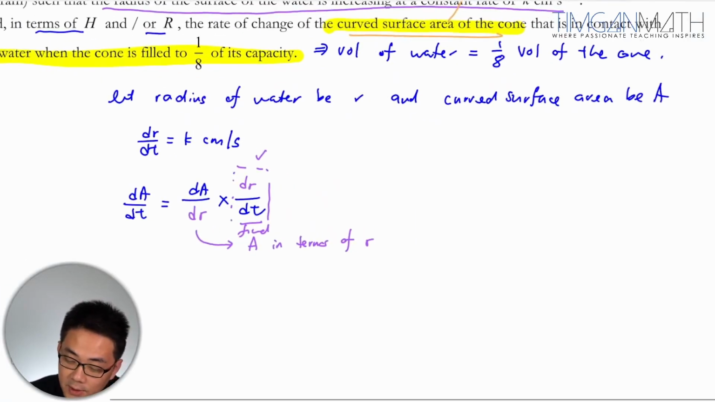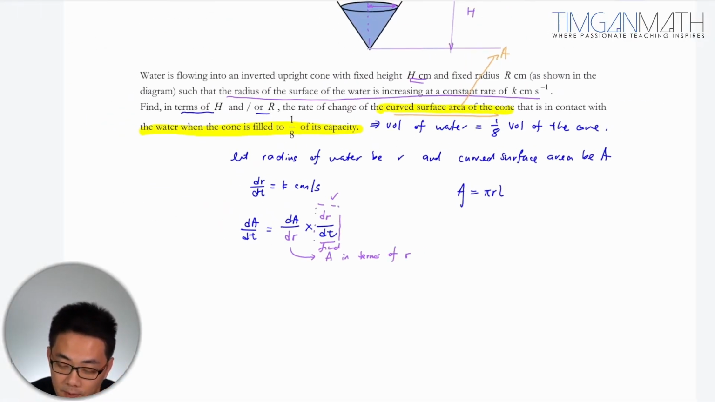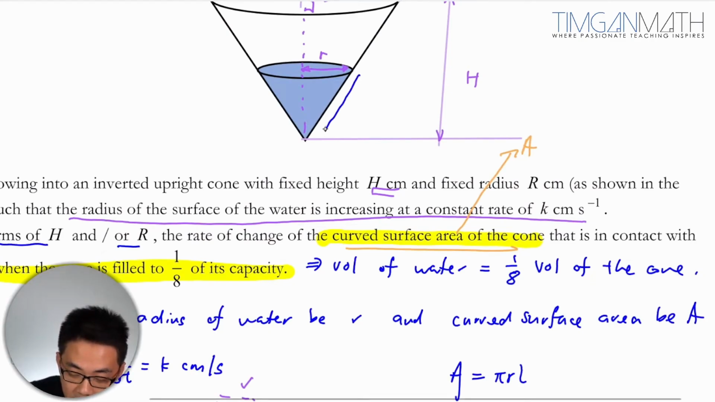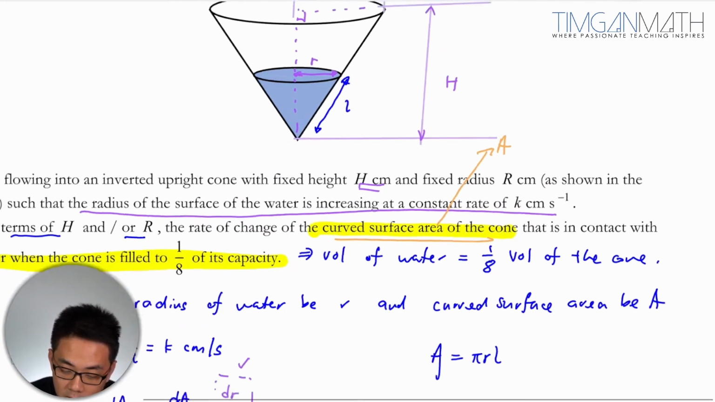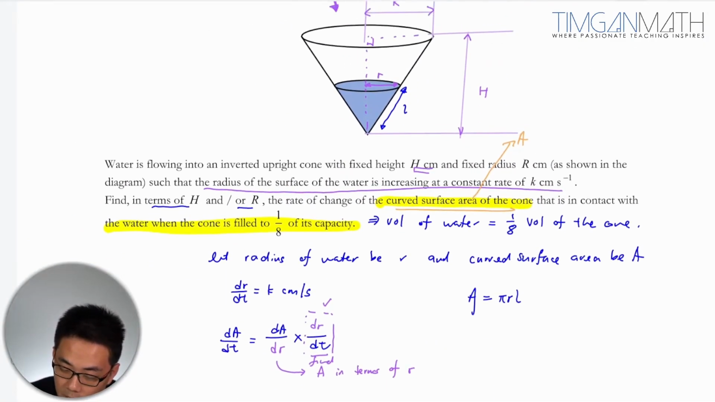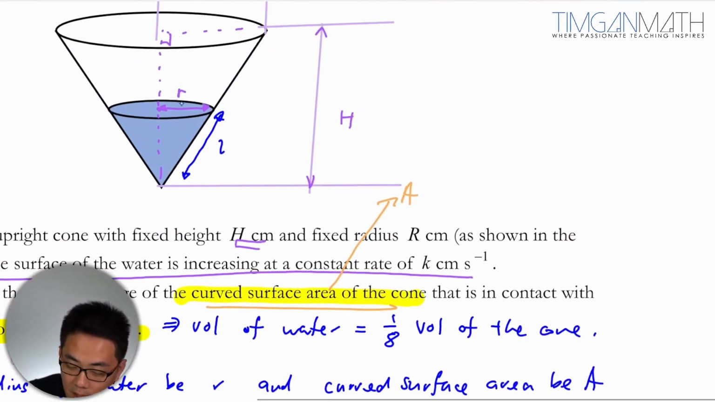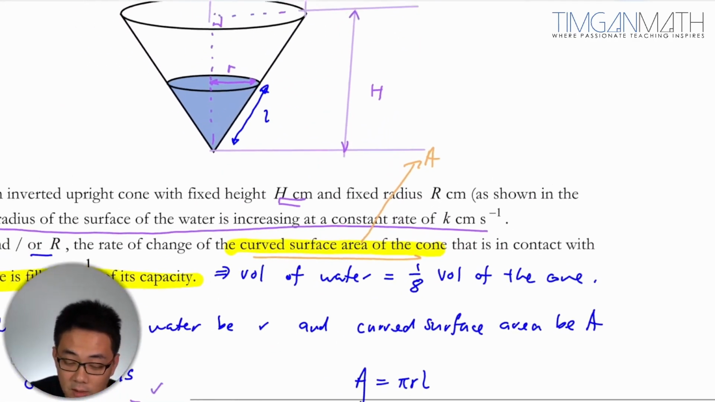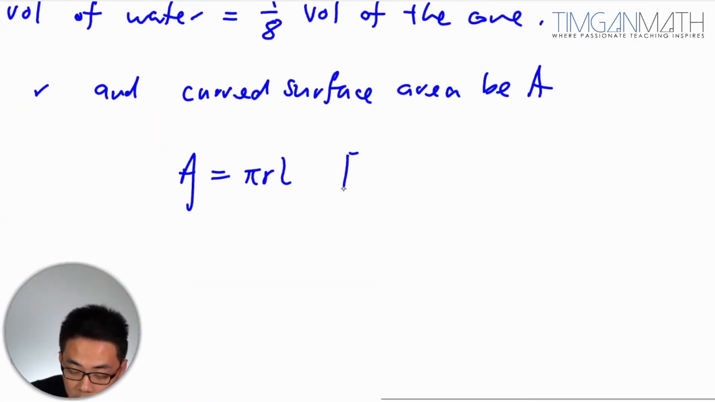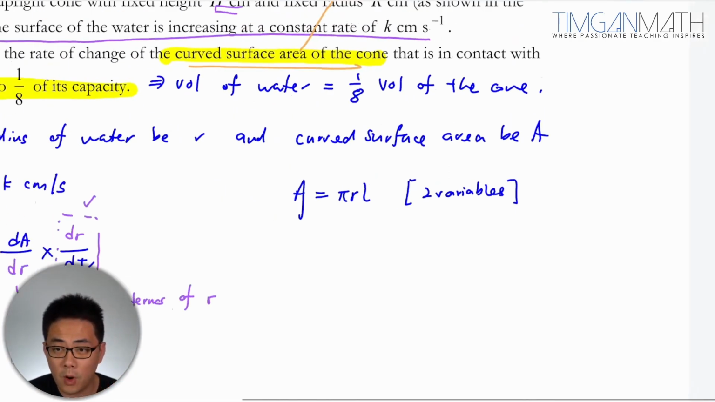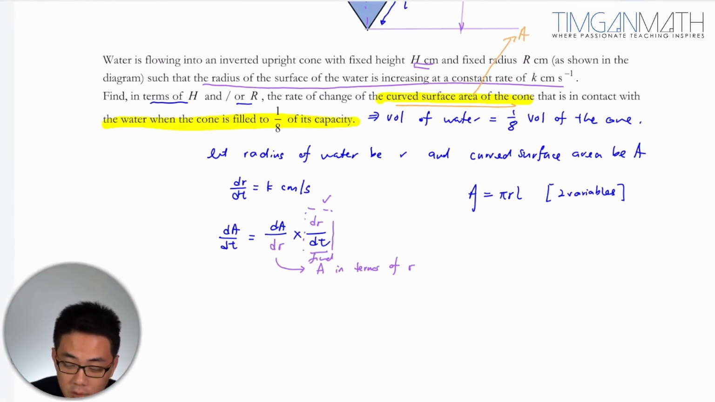Curved surface area is pi r l. We know that. So pi r l means that this is l here. But the problem here is that r and l are varying. So this is a two-variable equation, so you need to use some form of constant, some condition to change A into one single variable, namely in terms of r. Okay, because you need that.